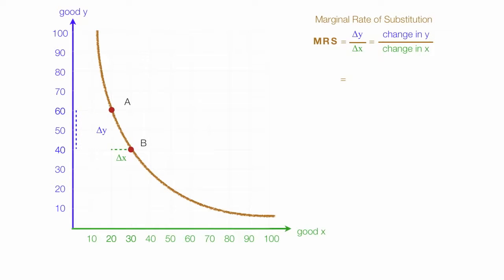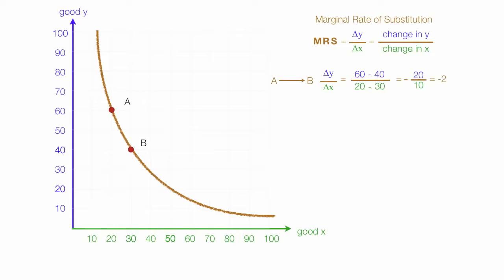The change in y is that distance there, and that's 60 minus 40, divided by the change in x, which is that distance there, which is 20 minus 30, which is equal to 20 divided by negative 10, which is equal to negative 2. Again, that change in y and change in x is moving from point A to point B.